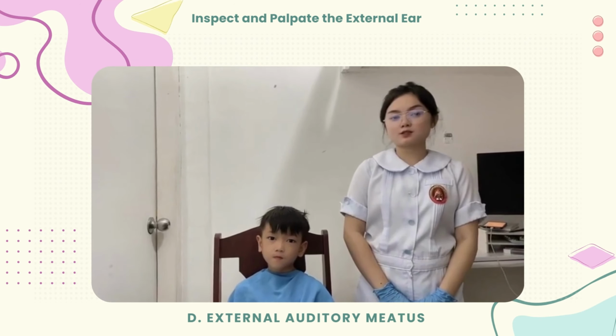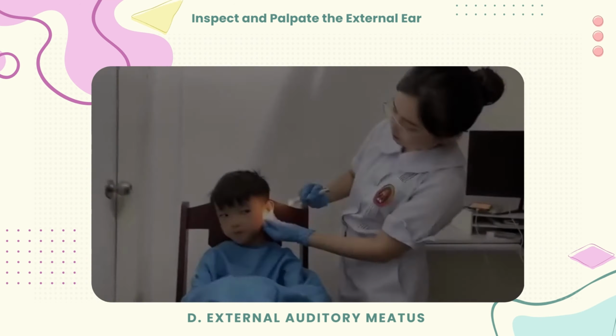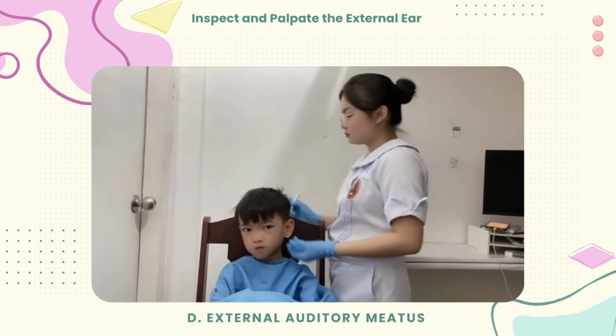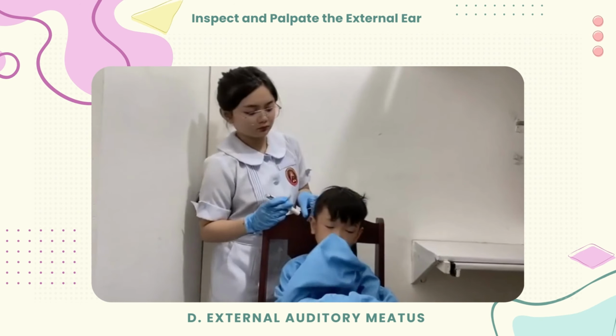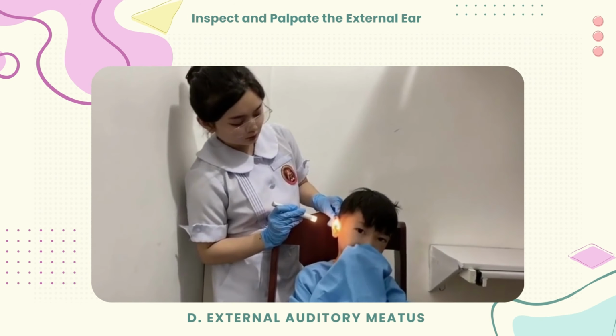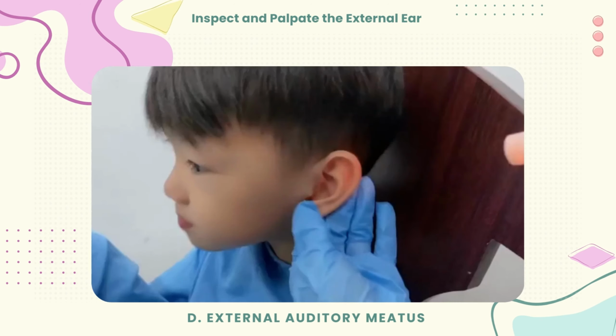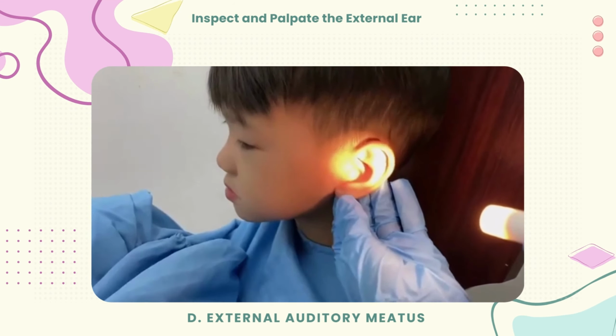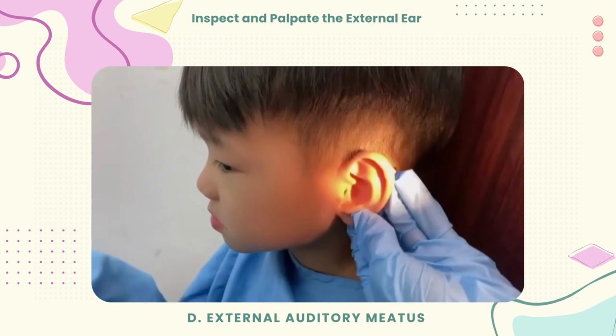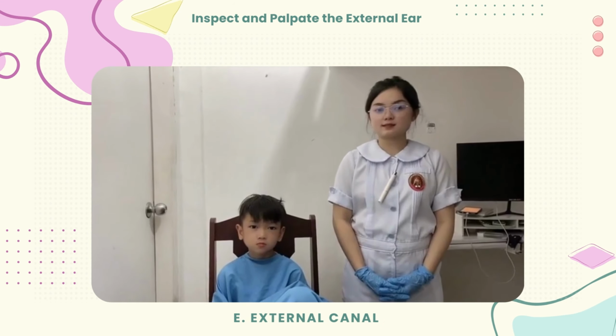Moving on to the external auditory meatus. No swelling, redness, or discharge should be present. Some cerumen is usually present. Color varies from gray to yellow to light brown to black, and the texture varies from moist and waxy to dry and desiccated.